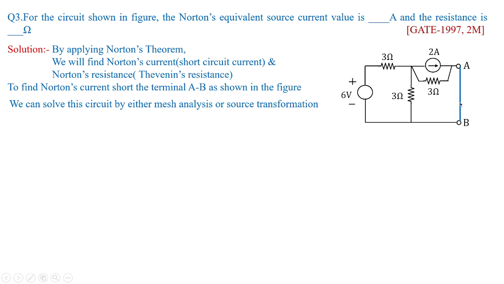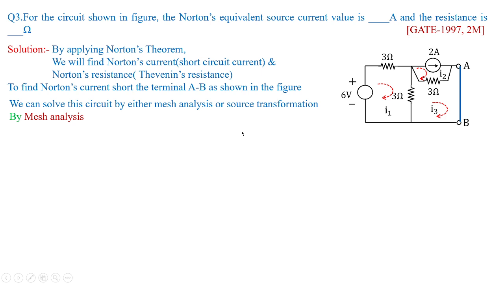So I'm shorting this terminal AB, and I'm taking three loop currents as I1, I2 and I3. So by mesh analysis, I can frame three loop equations, and if I'm able to solve these three, I will be getting the values of I1, I2 and I3. In fact, I2 value is nothing but 2 amperes. By looking into the problem, you can easily say the value of I2 is 2 amperes.